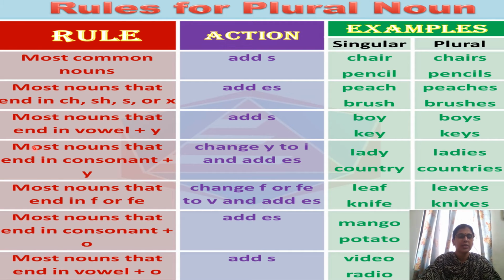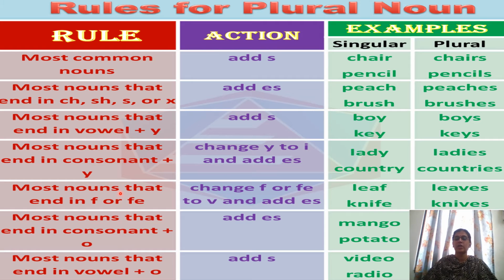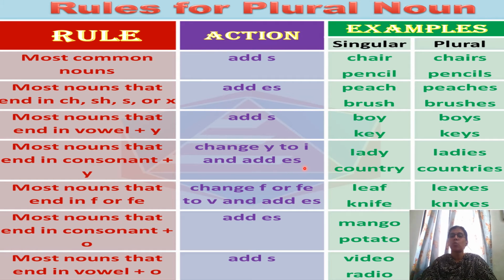Next rule is most nouns that end in consonant plus Y. So if your common nouns end with a consonant plus Y, then what do we do? We change the Y to I and add ES. The last Y is changed to I and then we add ES.